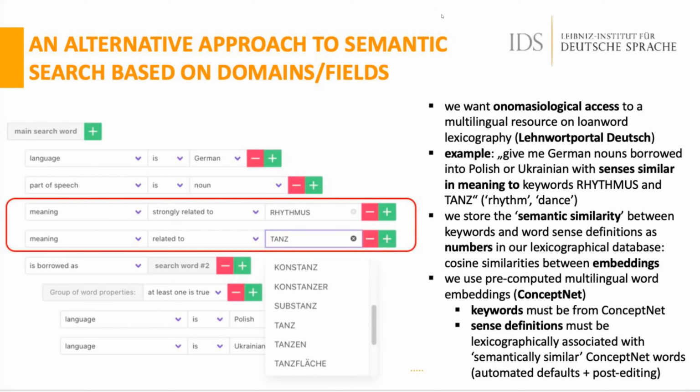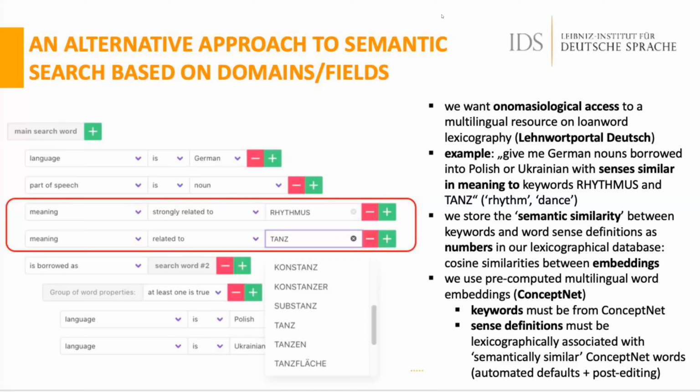So we are Tanya Tu and Peter Meyer from the Leibniz Institute for the German Language. And we have a multilingual resource on German lexical loans in other languages. Semantic search in such a resource is usually based on the idea that users select among a given number of semantic fields or domains or whatever you call them. We wanted to explore an alternative or rather complementary approach, just as an experiment.